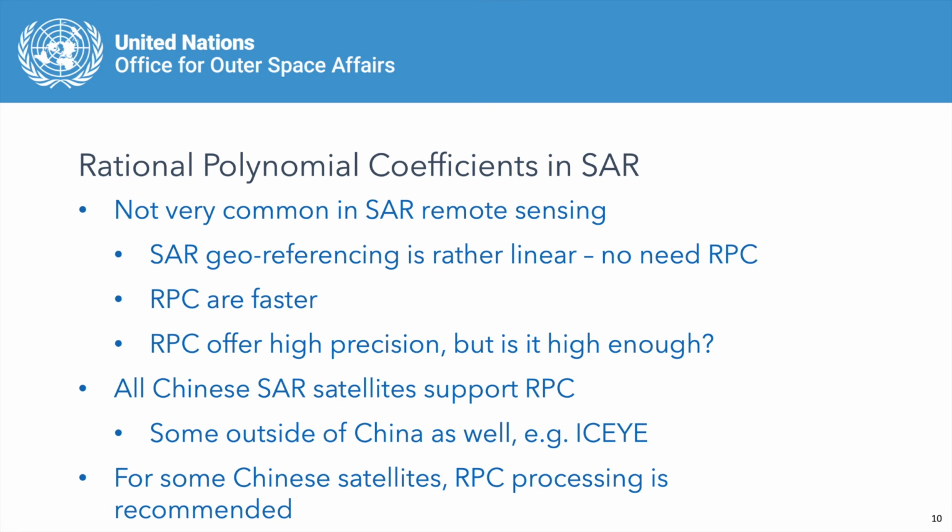And also I have to say one difference is that, from my personal experience, for many Chinese satellites the RPC processing is the recommended way of doing that, because it seems to be better supported and including also some other kinds of correction depending on the satellite. So in general, for processing SAR from Chinese satellites, I recommend using RPCs to do so.